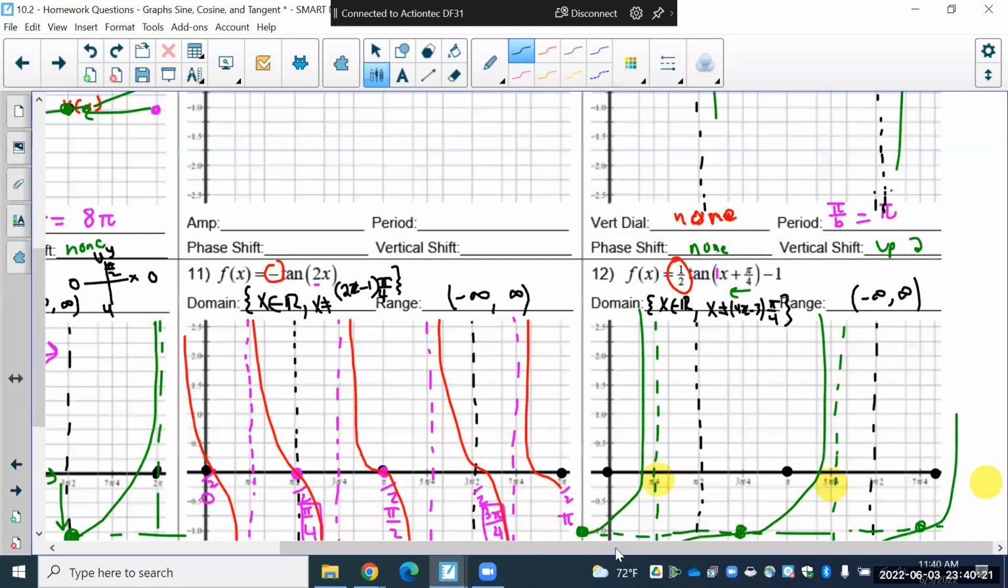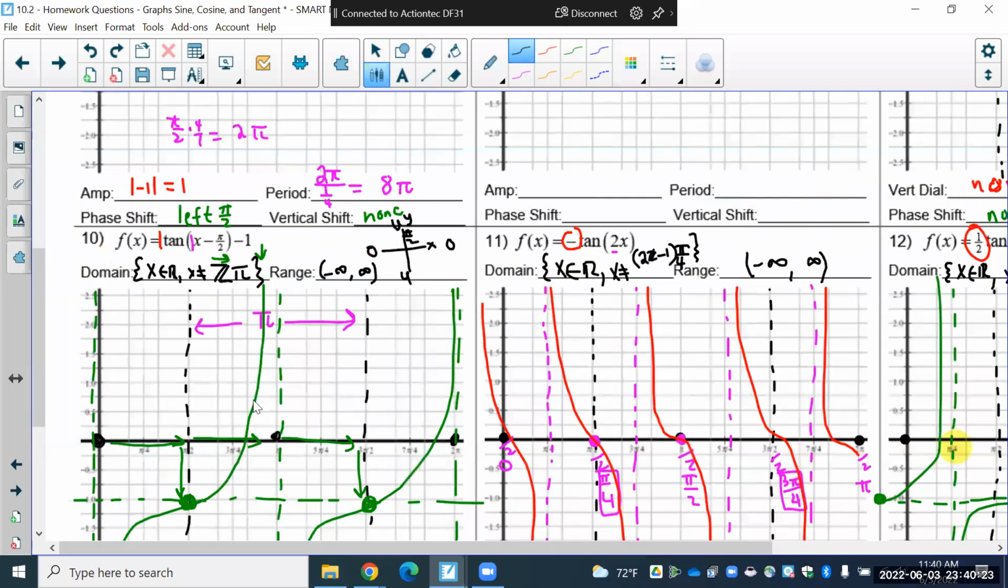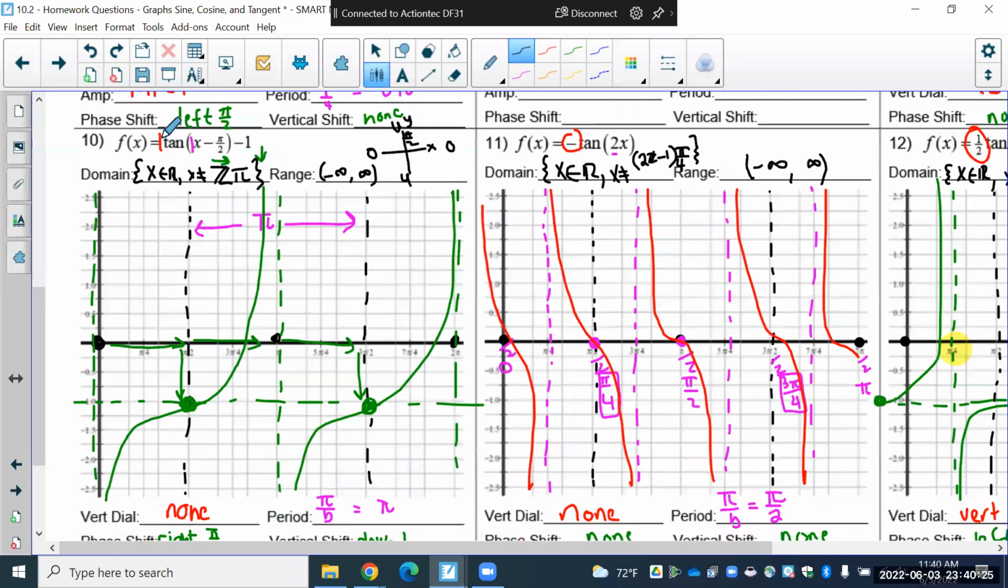So let's take a look at some other ones, and we're going to focus on those domains. So when I look at this one again, there's no vertical dilation. The period is pi. Okay, but I shift it forward pi over 2. So my asymptote goes from pi over 2 to pi. And then when you shift it, you also have to shift it down 1. You realize that I don't even have odd numbers. Like if I look at this is pi, this is 2 pi, this is 0 pi, this is every pi. And so that one's the easiest of all.